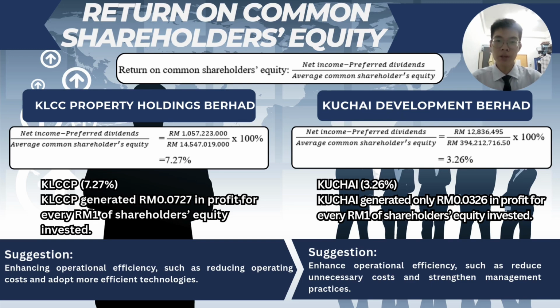For Kuchai Development, the ROE is 3.26%, which means it earns only 3.2 cents for every 1 ringgit of equity. This indicates low profitability and weak earnings performance. To improve, Kuchai should reduce unnecessary costs and strengthen management practices. Overall, KLCCP performs better with a more efficient use of equity and stronger returns for shareholders.